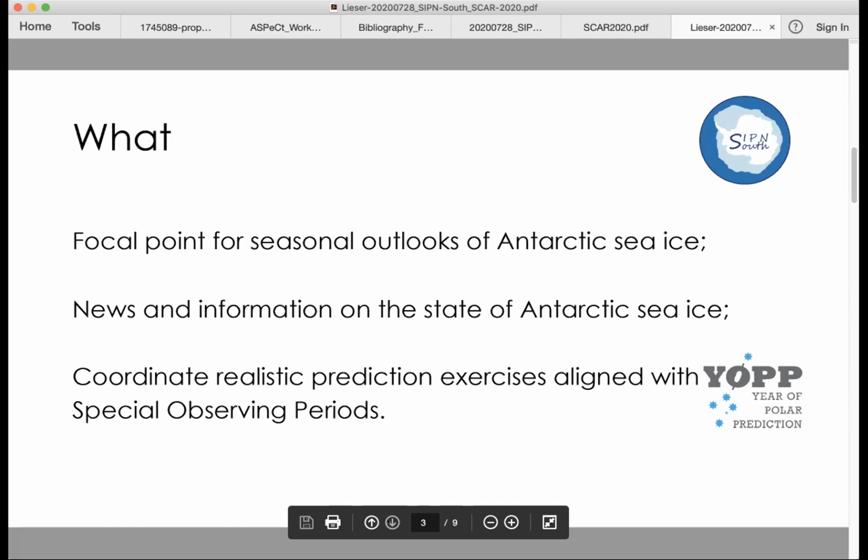And initially, the whole exercise was aligned with the Year of Polar Prediction. I assume that everyone in the room is fully aware of what that was and why that was. And we thought it might be a useful thing to tap into the special observing periods of the Year of Polar Prediction to establish a large validation data set against which we could actually validate the model forecasts.